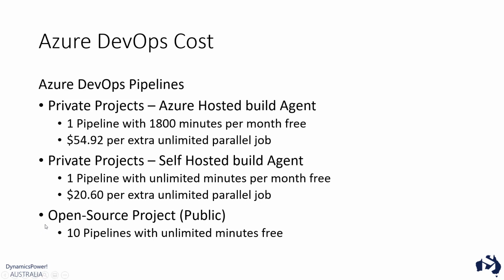Open source projects. If your repository is marked as public, either on GitHub or on Azure DevOps, you get 10 unlimited build pipelines to run from. So they've kind of gone after the open source community with that. If you're doing something that you're going to release publicly anyway, you might as well make it a public repository, and then you don't have to pay anything.